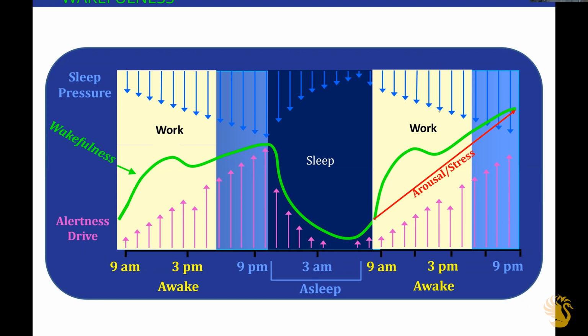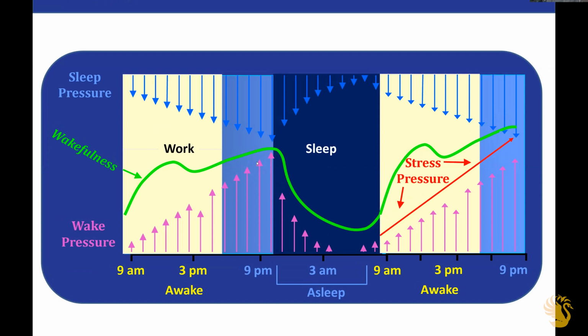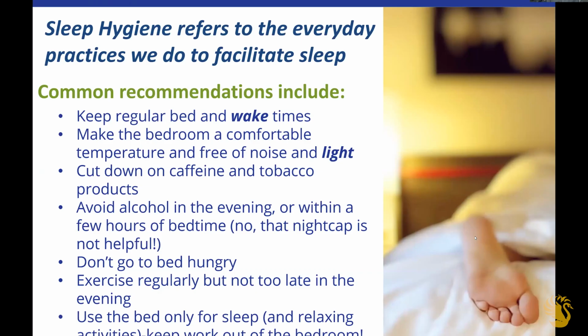So we want to find ways to deal with our stress and arousal, as well as regulate our regular sleep and our regular rhythms. So I like to put these all together and call these the pressures that can influence our sleep and wake propensity. There's a sleep pressure, there's a wake pressure, and then there's a stress pressure. So we want to make sure all 3 are in place to allow us to get really healthy, regular sleep. Okay. So that's some of the science that underlies our ability to sleep at any given time.